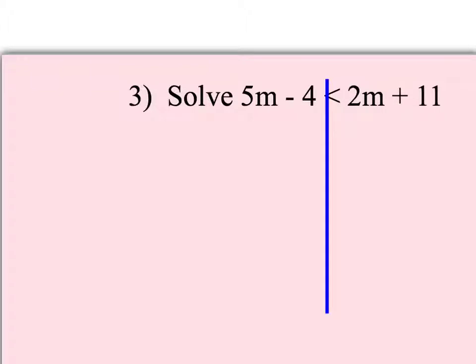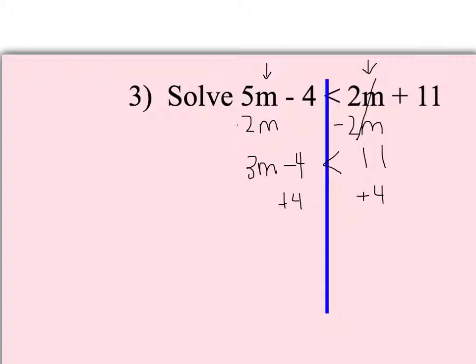Now we're going to try one where there are variables on both sides. I draw in my sides. I have 5m on the left and I have 2m on the right. I always like to move the smaller, so I'm going to subtract 2m. So I have 3m minus 4 less than 11. So then I add 4 to both sides. We get 3m is less than 15. Then I divide by 3. So m is less than, because it's positive, 5.